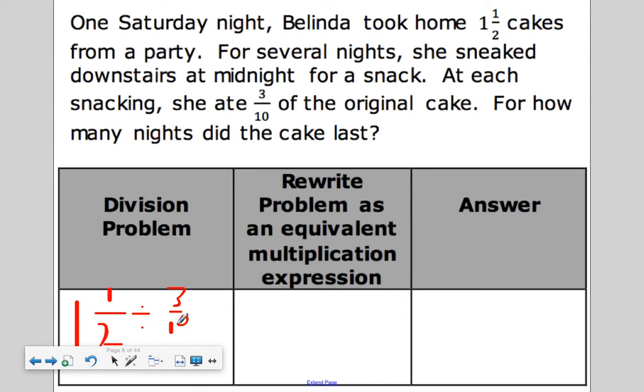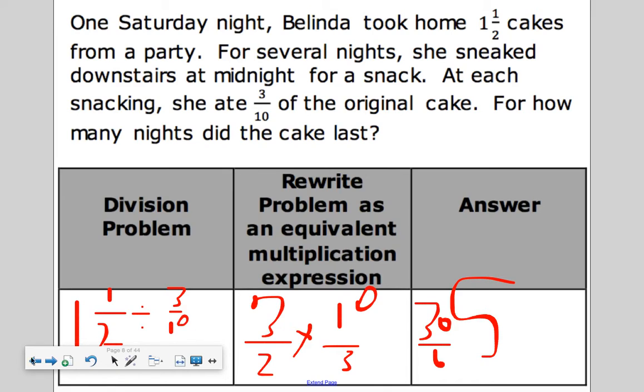So what's 1 1/2 as an improper fraction? It is 3/2. I multiply by the reciprocal, 10/3. So it's 30 over 6, or just 5. So it lasted for 5 nights. So she ate 3/10, 3/10, 3/10, 3/10, 3/10. It will add up to 15/10, which is equivalent to 1 1/2.